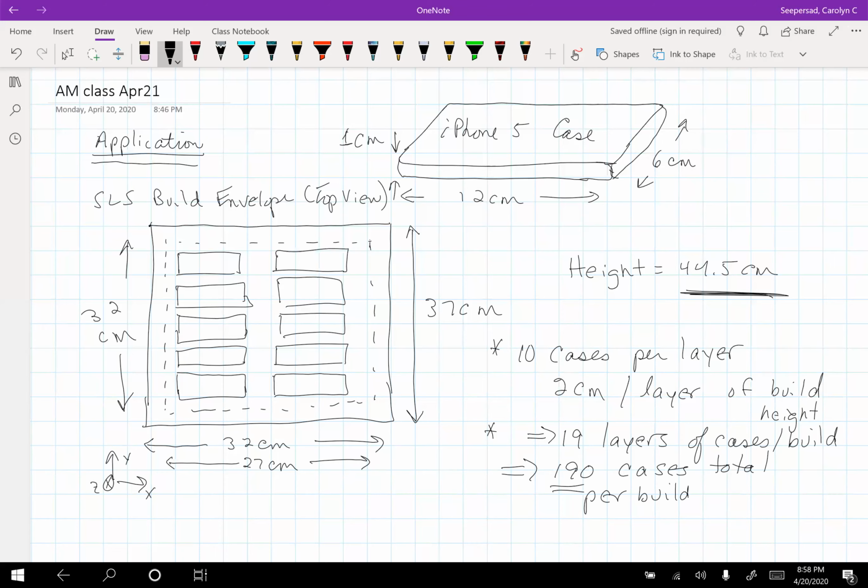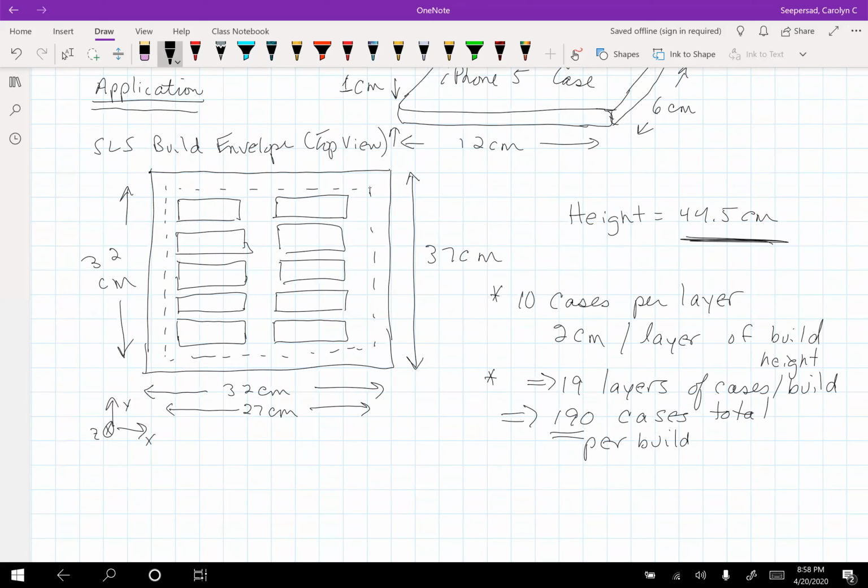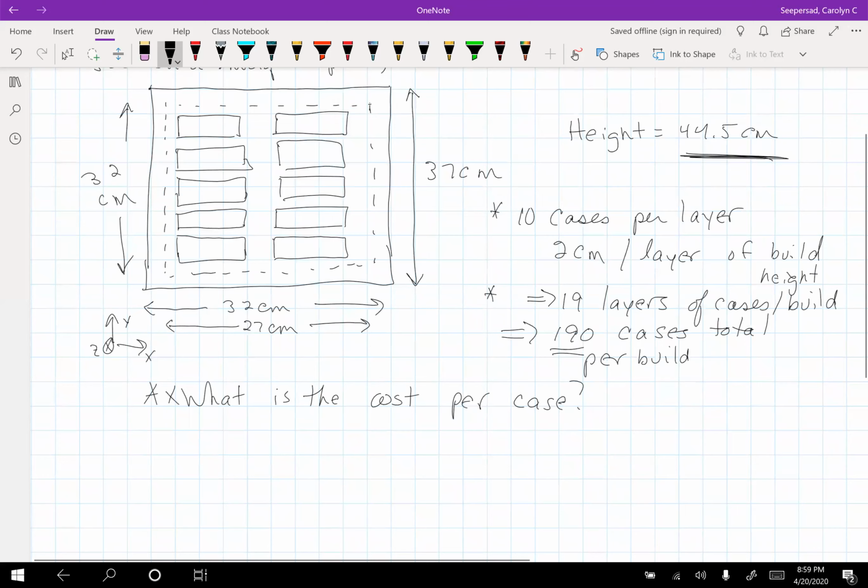So the question we have to ask ourselves is, what is the cost per layer? Or what is the cost per case? Okay. All right.